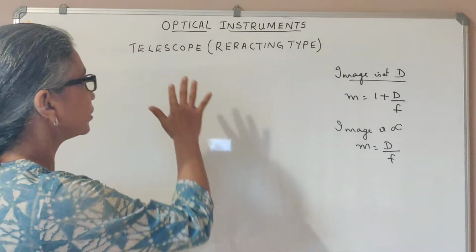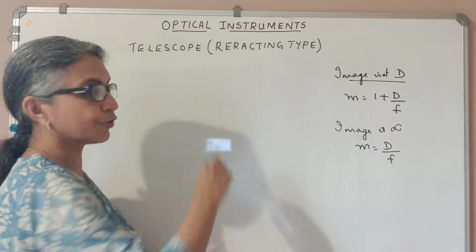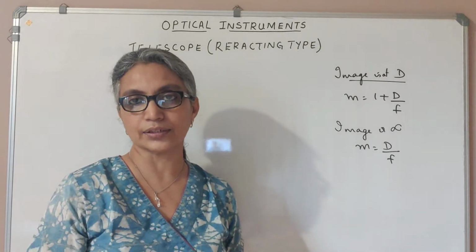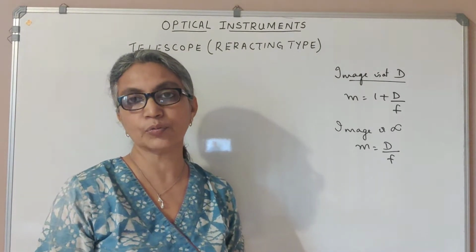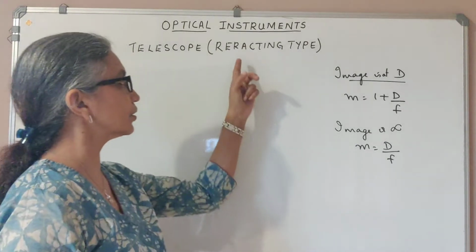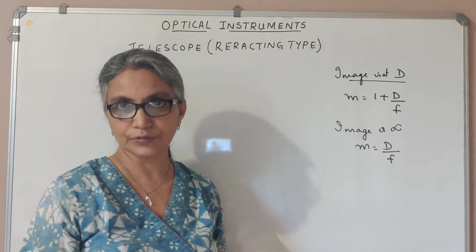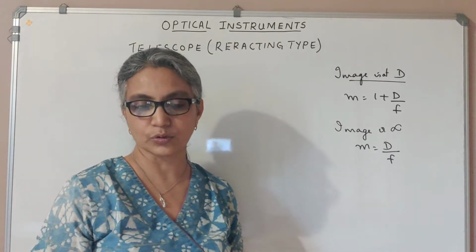Now we are going into the telescope, where this is a refracting type. That is, we are going to use lenses in the telescope. We have our next topic where we use mirrors. So that's why this is a lens. What is happening is refraction, and so what we are learning now is a refracting type of telescope.